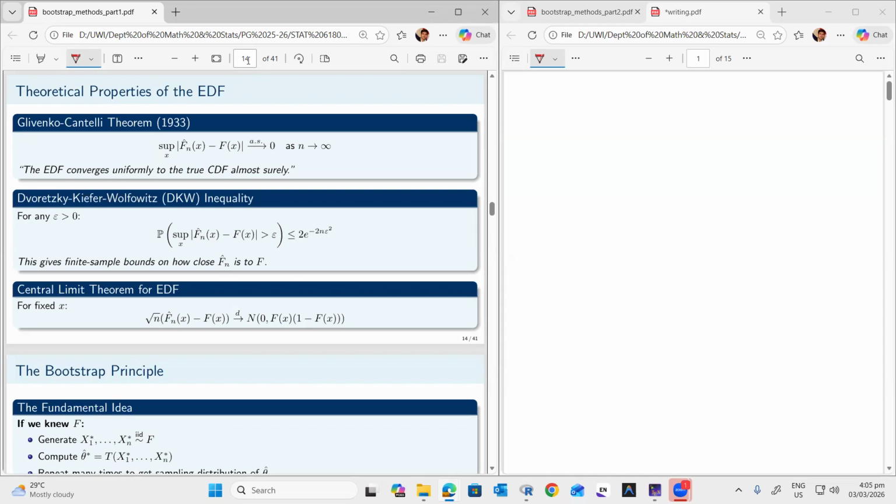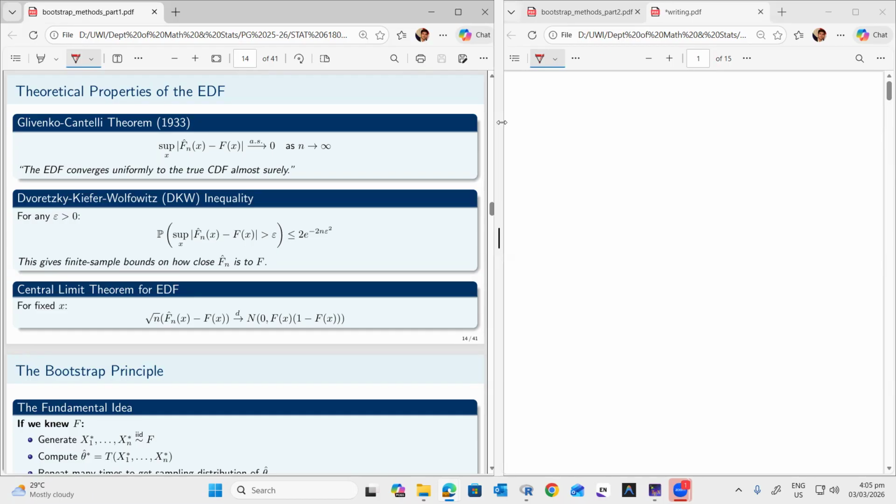So here we have the first theorem, that is the Glivenko-Cantelli theorem, given in 1933. This theorem states that the supremum over x of the absolute difference between the empirical CDF and the exact population CDF, almost surely, with probability 1, will be 0 as n tends to infinity. So this statement says that the empirical distribution function converges uniformly to the true CDF almost surely.